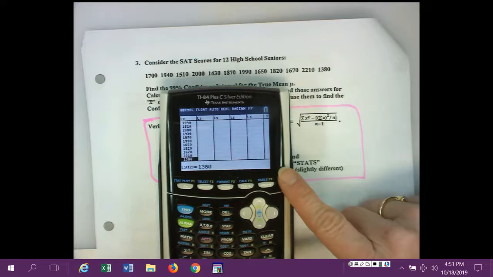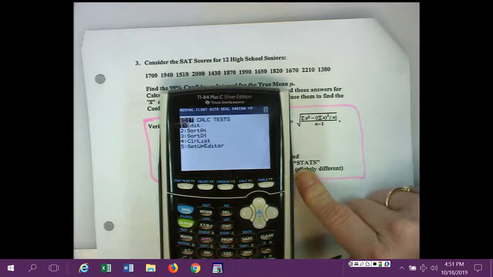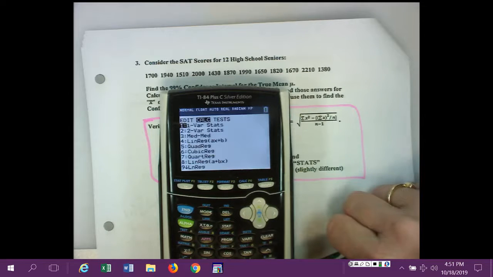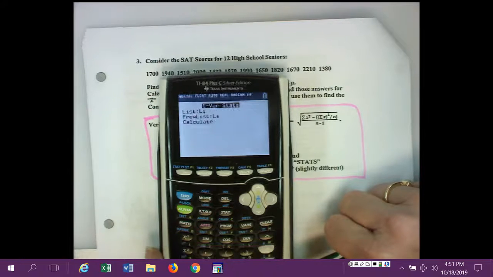I made a mistake. And the last one is 1380. Very good. Once you have your values in the calculator, I'm going to go back to Stat, arrow over to Calculate, and press Enter on number 1 variable statistics. And I'm going to call up my column. Remember, this is all Test 1 material, so you should remember how to find this using your calculator.